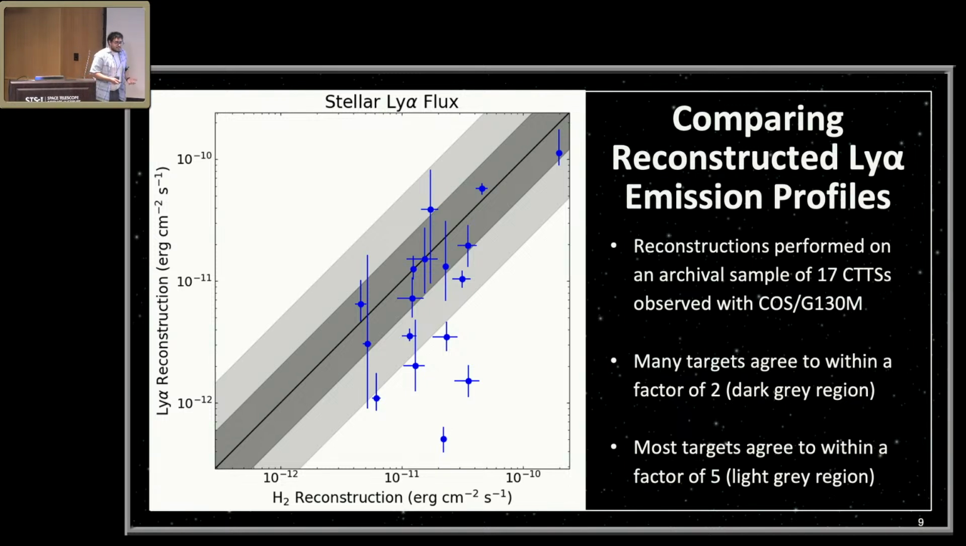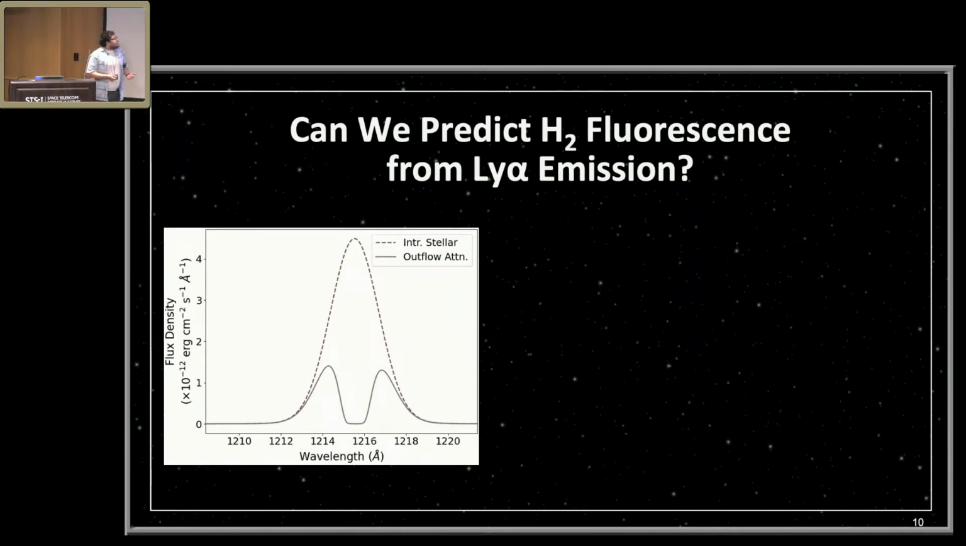And this gives us some confidence that this method is actually capable of reproducing the intrinsic Lyman alpha profiles of these T-Tauri stars. So the next thing we wanted to figure out is how well this model does at reconstructing and predicting what Lyman alpha profile the disks are seeing from their central T-Tauri star. And that's where things start to get a little tricky. So the way we went about this was we took our outflow attenuated profile here in gray, and we used that as an input to a molecular hydrogen fluorescence model.